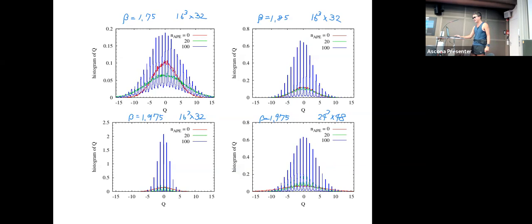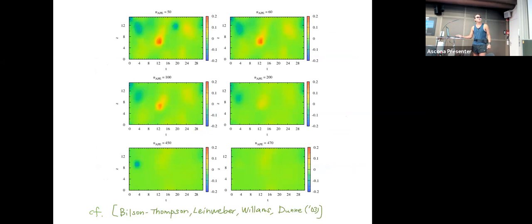I had a question: okay, if it's fine to do 50 steps, how do you decide whether you do 50 steps or 100 steps or 300 steps, et cetera, which wasn't completely clear to me. And indeed, it actually matters if you want to get the precise prediction. So this is an example of the topological charge, and I keep doing the smearing procedure.